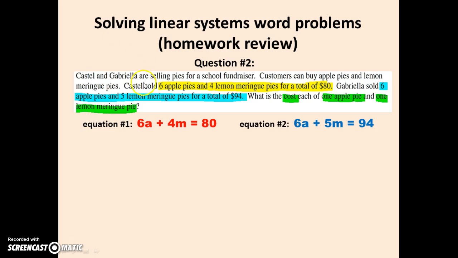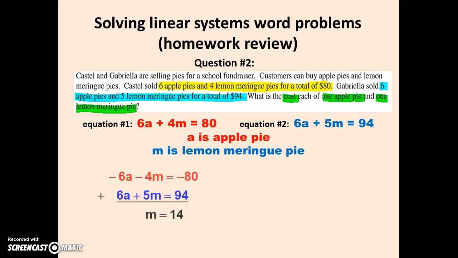There we go. 6A plus 4M equals 80. That's our first equation for Castell. And 6 apple pies plus 5 lemon meringue pies were $94, and that was what Gabriella sold. So there are 2 equations. Now, I want to put down what A and M mean. So A is for apple, M is for lemon meringue, and I'm good to go. Now I can start doing my problem.